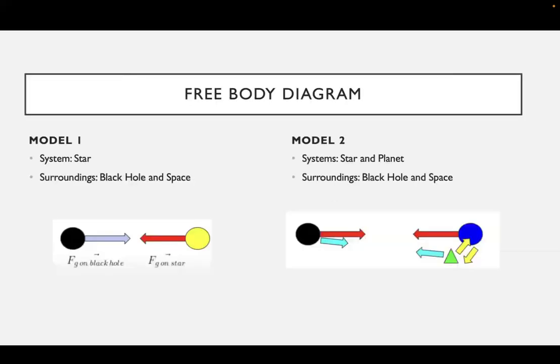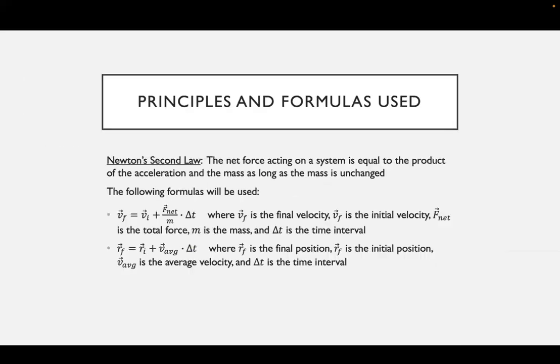The free body diagram for Model 1 and Model 2. In Model 1, the system is the star and the surroundings is the black hole and space. In Model 2, the system is the star and the planet, and the surrounding is black hole and space.